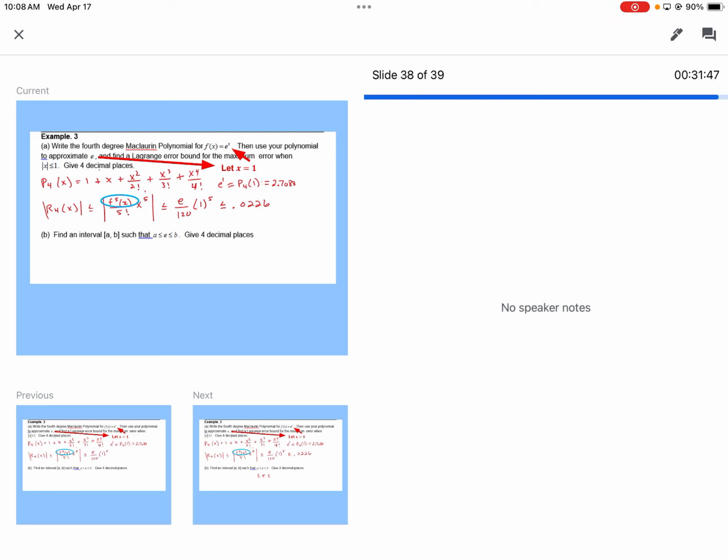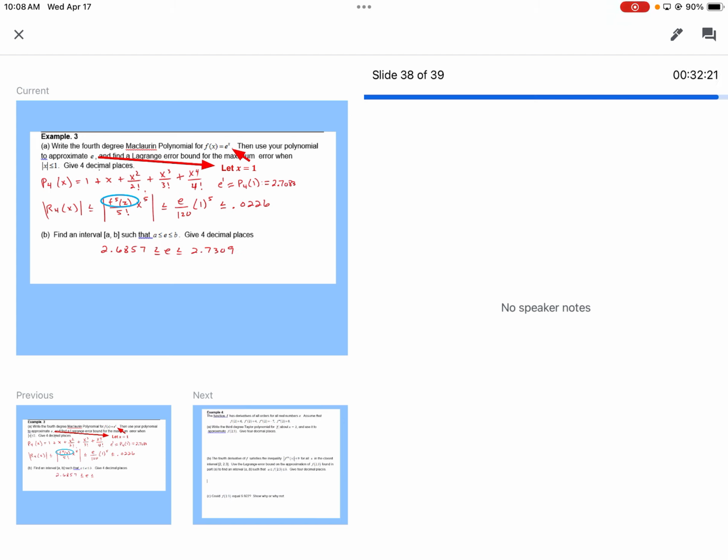And then find our interval such that e falls between these two numbers. What's that asking me to do again? P4 approximation minus our error, approximation plus our error. See how this just keeps coming up, again and again? All right, I'm going to jump straight to the answer. e falls between approximation minus 0.0226, gives me this number, and approximation plus 0.0226, gives me that number.